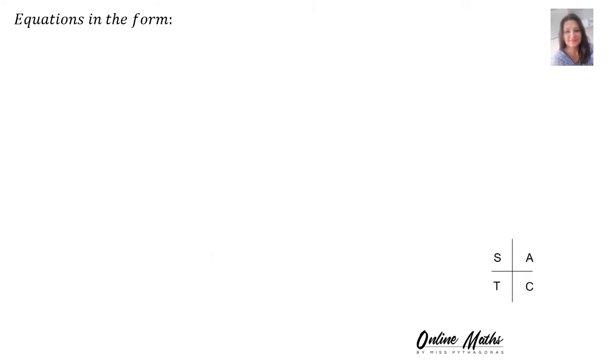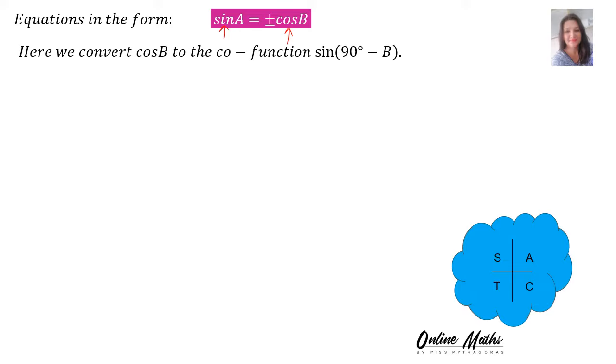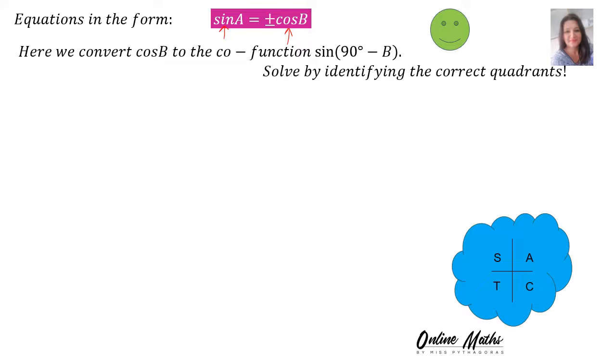Now we will be looking at equations in the form sin A is equal to plus or minus cos B. I want you to recognize this one: there's a sin on the left and a cos on the right, and the angles are different. Here we're going to convert cos B to the co-function sin(90 degrees minus B). We solve by identifying the correct quadrants.